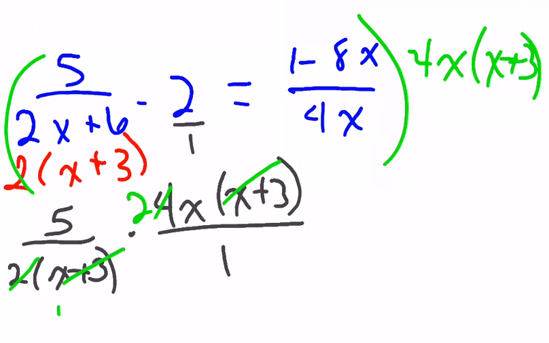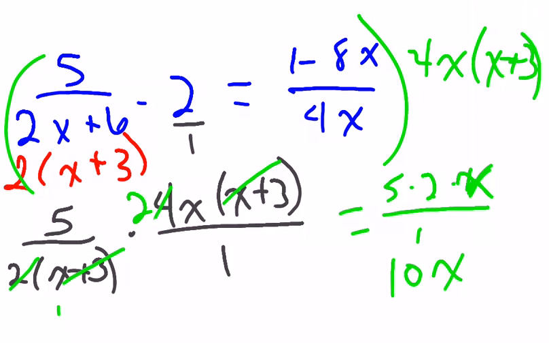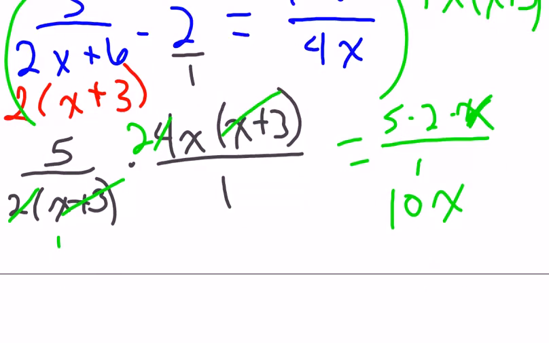So what are we left with? Well, we have a 5 times 2 times x on the top. On the bottom we have a 1 times 1, which is 1, and so we end up with just 10x. Okay, so we want to keep doing this throughout the whole thing.